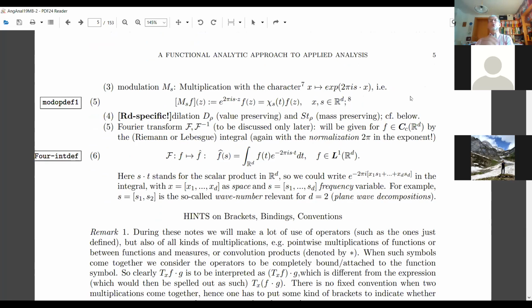We are learning to talk about characters, or in this course I will mostly talk about pure frequencies. In 2 dimensions we will talk about plane waves, something which has the shape of the ripples of a roof. So what is a multiplication with the pure frequency s? First we have to understand what is the exponential function e to the 2 pi i s x. Just think of a one-dimensional case first.